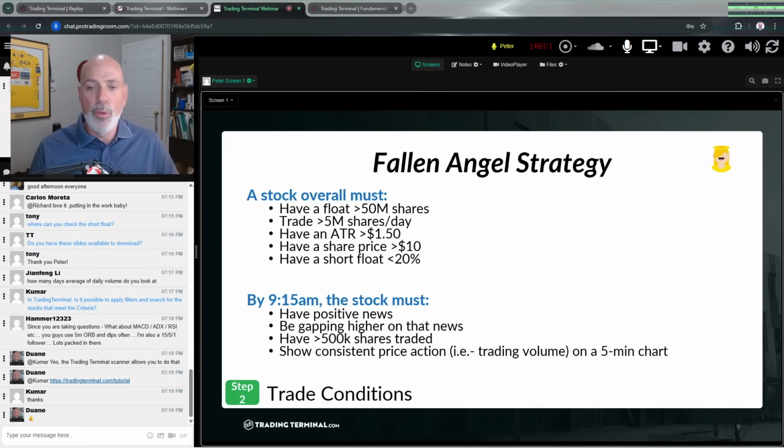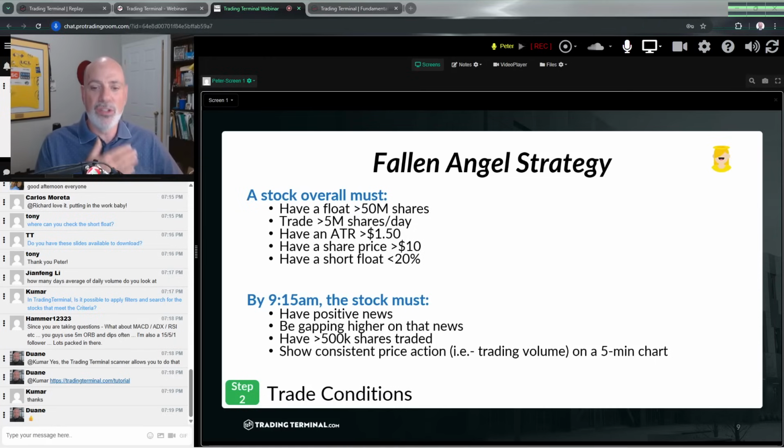I'm also looking for a stock that is showing consistent price action, and by that I mean it's got regular trading volume when you look at a 5-minute chart, again, pre-market. This is important because when you look at charts pre-market, sometimes you see these big gaps. If there were 500,000 shares, but almost all of them traded in a 15-minute block between 6:45 and 7 a.m., well, that's not very good, because that was 2 to 2.5 hours before the market opened, and it could be that this thing is not going to move when the opening bell rings.